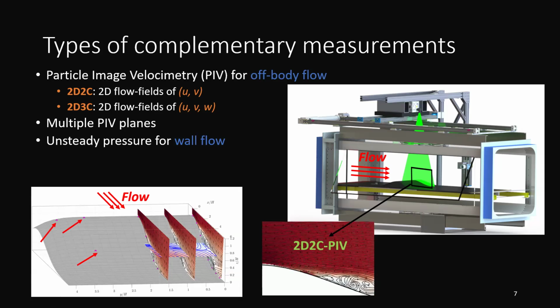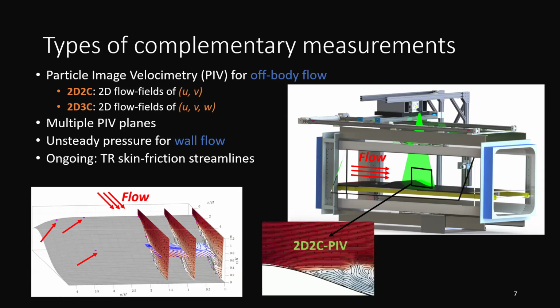And you could also have unsteady wall pressure sensors. I've shown this as well. Something that's ongoing is we're trying to extract skin friction streamlines. I won't go into this in detail, but it gives you a pretty well-resolved idea of what's going on at the wall locally.